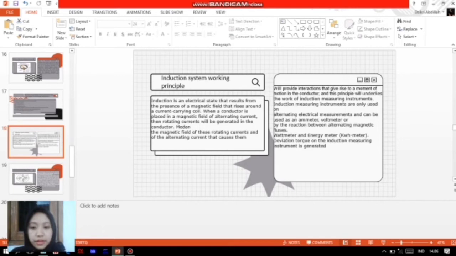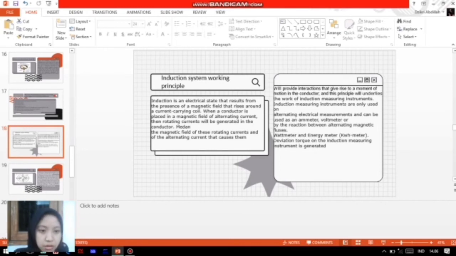Induction system working principle. Induction is an electrical state that results from the presence of a magnetic field that rises around a current carrying coil. When a conductor is placed in a magnetic field of alternating current, then rotating currents will be generated in the conductor. The magnetic field of the rotating current and of the alternating current that causes it will provide interaction that gives rise to a moment of motion in the conductor. And this principle underlies the work of induction measuring instruments.